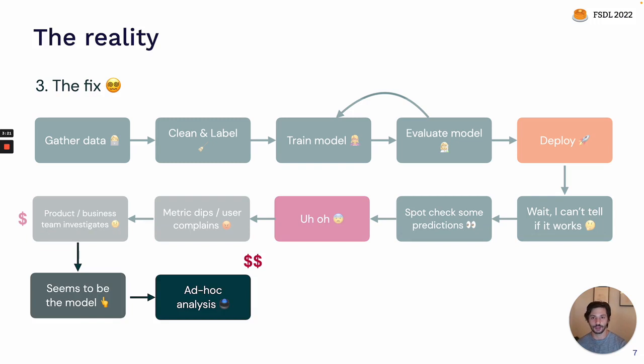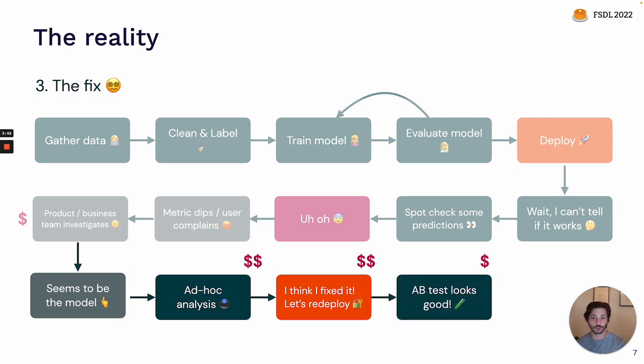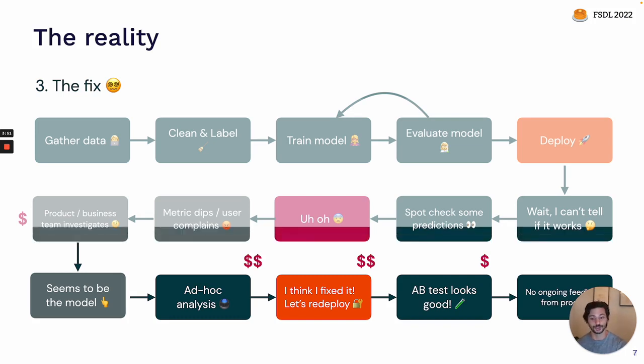And at this point, I'm kind of stuck doing some ad hoc analyses because I don't really know what the cause of the failure of the model is. Maybe I haven't even looked at this model for a few weeks or a few months. Maybe eventually I'm able to run a bunch of SQL queries, paste together some Jupyter notebooks and figure out what I think the problem is. So I'll retrain the model, I'll redeploy it. And if we're lucky, we can run an A/B test. And if that A/B test looks good, then we'll deploy it into production and we're sort of back where we started, not getting ongoing feedback about how the model is really doing in production.